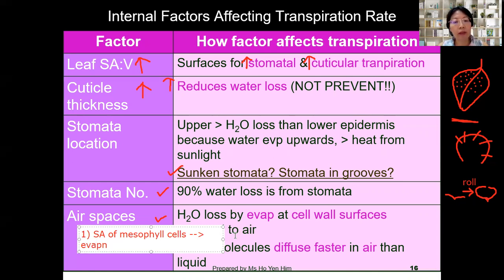So when the leaf has a lot of air spaces, that means there is a lot of surface of the mesophyll cells facing the air. So that actually increases the surface area for evaporation of water. So that actually increases loss of water. Okay. Then after that, when the water evaporates, it becomes water vapor. So water vapor, that means water in the form of gas, can diffuse across the air spaces, then out of the leaf.